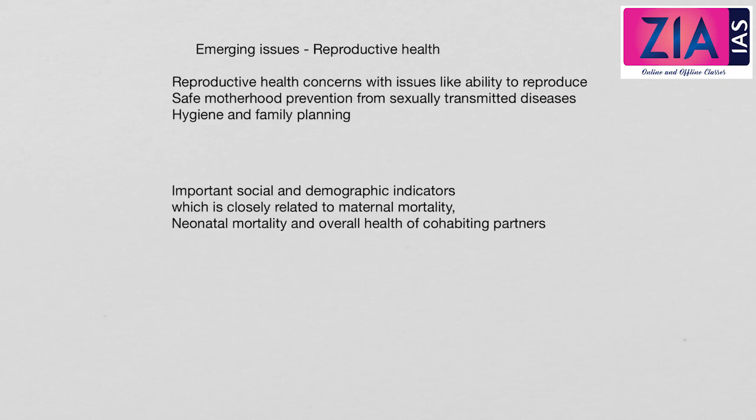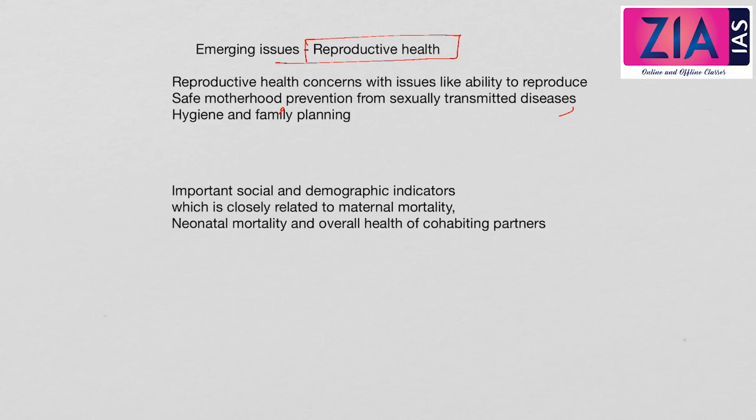Last one is reproductive health in emerging issues. Reproductive health is concerned with issues like ability to reproduce, safe motherhood, prevention from sexually transmitted diseases, hygiene and family planning. It's a very easy concept. What is the reproductive health of a woman or the couple who are cohabiting partners? They should have the ability to reproduce, safe motherhood has to be there, prevention from sexually transmitted diseases like AIDS, etc. Hygiene has to be there, and proper family planning has to be there. All this shows the reproductive health of a population.